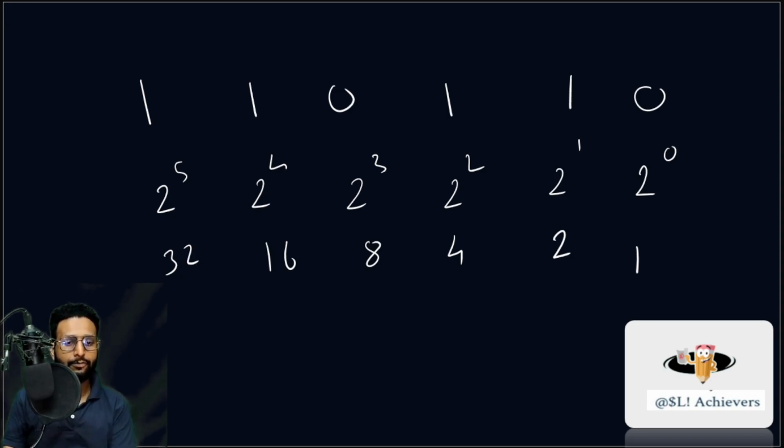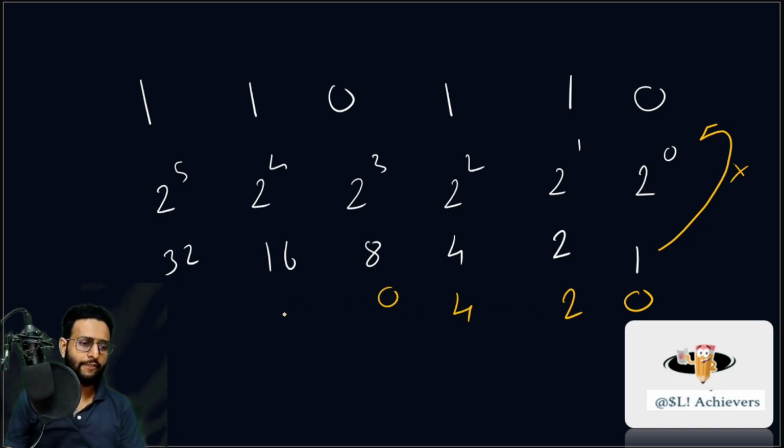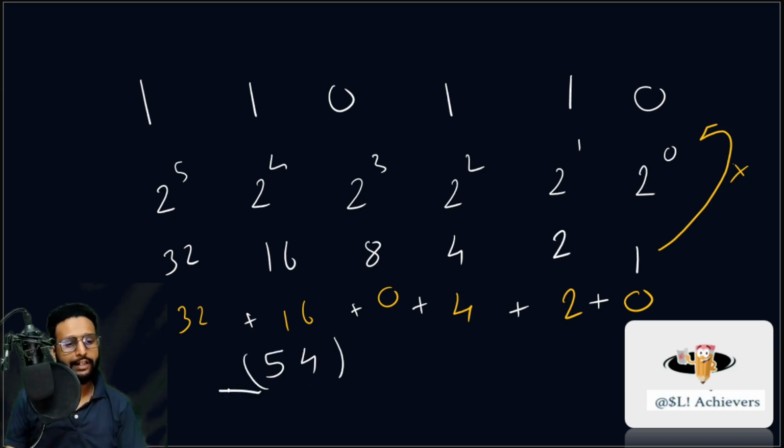Now I have to multiply these digits. Okay, so what I get: 0 here, 2 here, 4, 0 again, and after that 16 and 32. Now I have to simply add these numbers: 32 plus 16 plus 0 plus 4 plus 2 plus 0. So after adding these digits, I got 54 as the decimal equivalent of the given binary number.